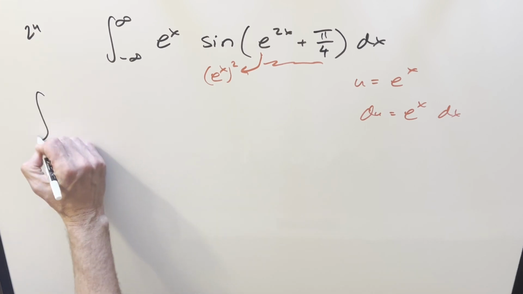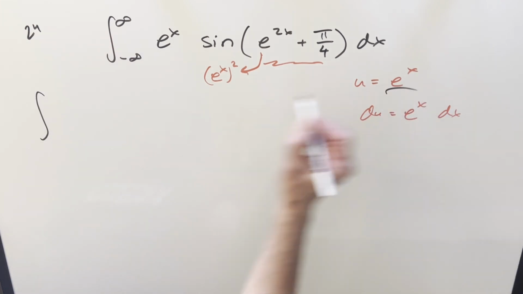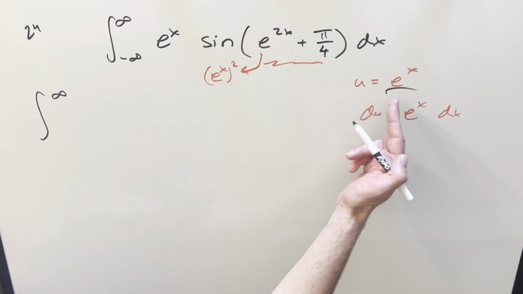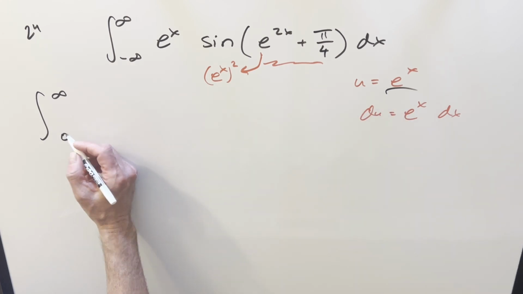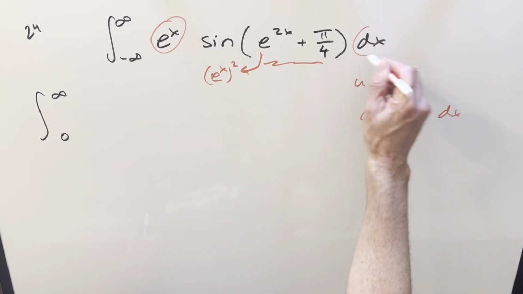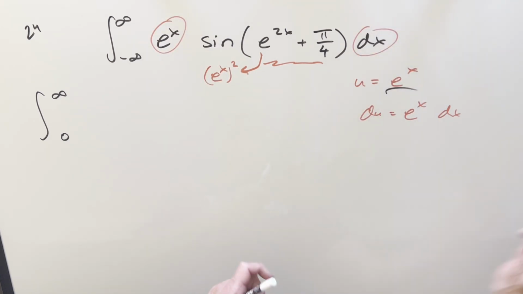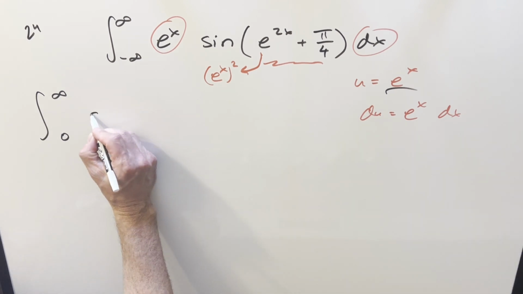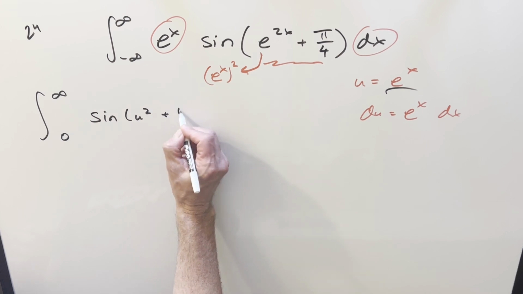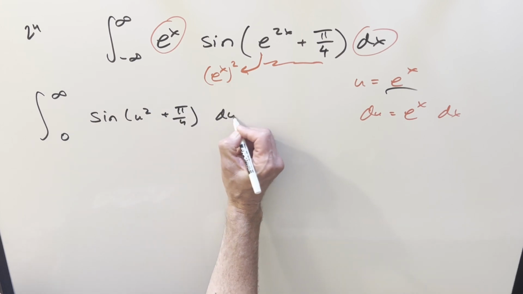So when we substitute, when you plug in infinity, that's still going to infinity. When you plug in minus infinity, e to the minus infinity is going to 0. For the du part, we've got the e^x dx here, so all that is going to be du. This simplifies down to sine of (u squared plus pi/4) du.